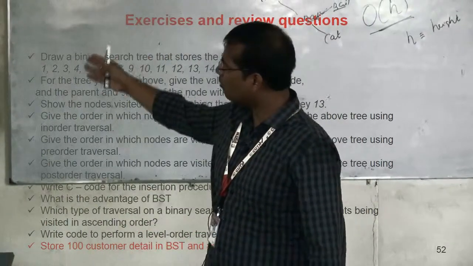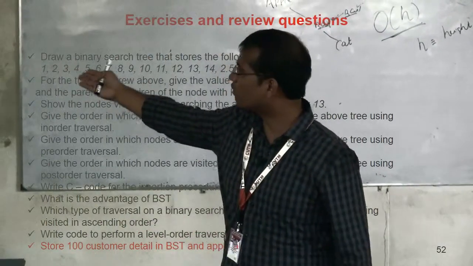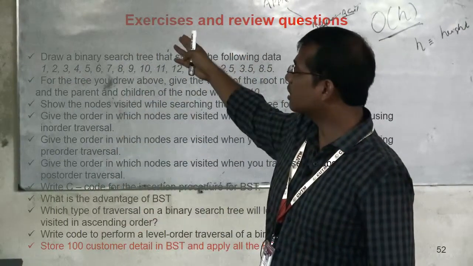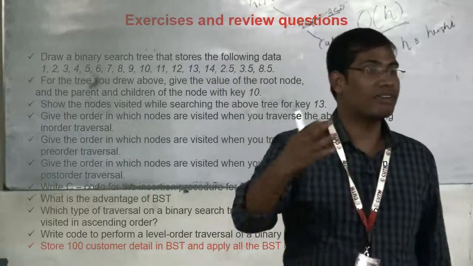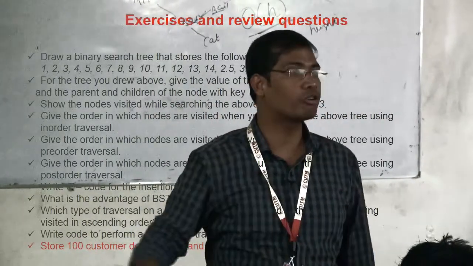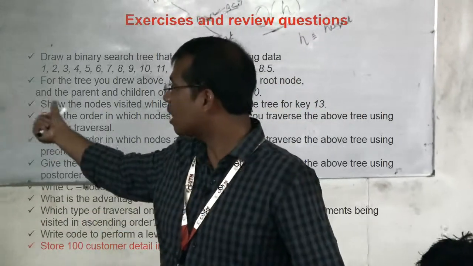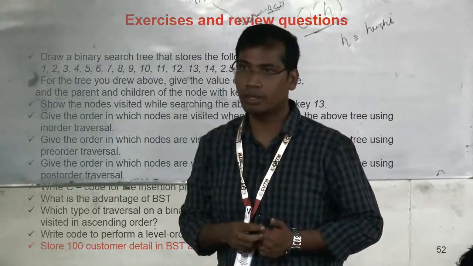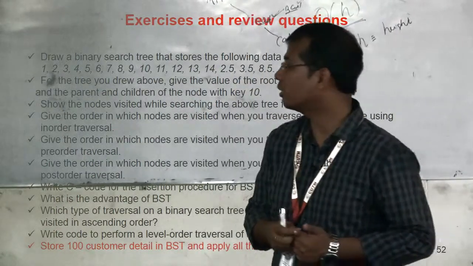One question is what is the advantage of BSTs. Then a tree is given, then traverse in-order, and traverse applying pre-order. Almost all questions you can do, but the red colored question is an application oriented question. It's a project oriented question. You just see what is written.